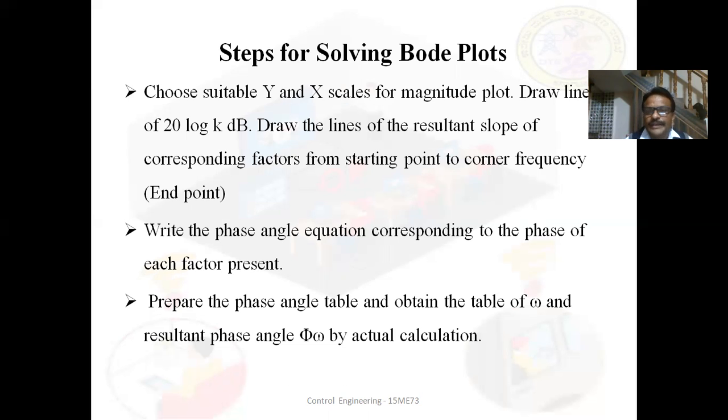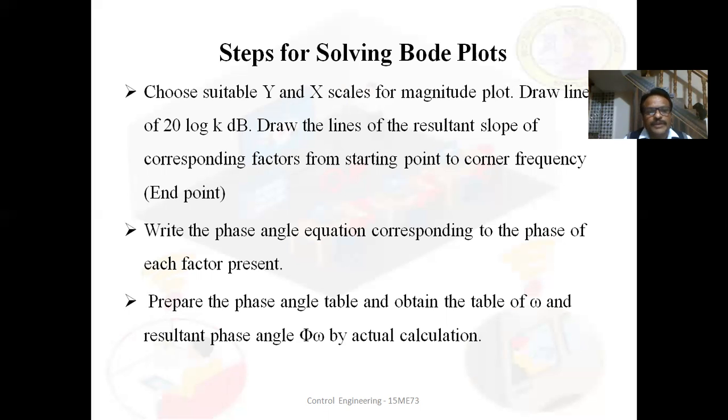As we know, the x-axis is a logarithmic scale, that is log omega. Why do we use logarithmic? We can accommodate a large range of frequency, that is 0 to infinity, and also we can expand the small range of frequency. That's why logarithmic scales are used on the x-axis. Select the scale suitably, then draw a line at 20 log k. The y-axis is in decibels, so that has to be in dB. So, how to convert to dB: that is 20 log k.